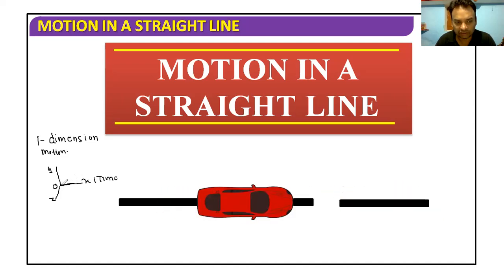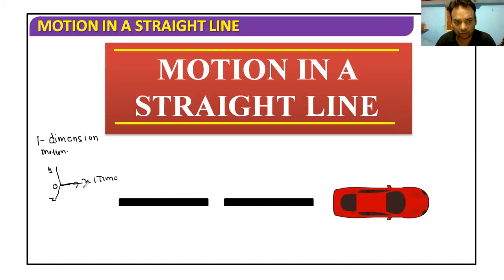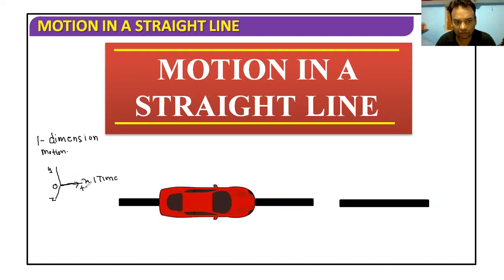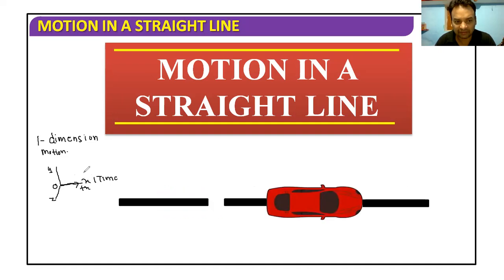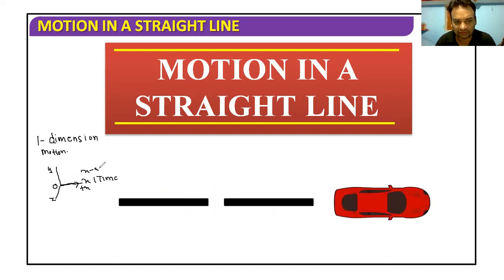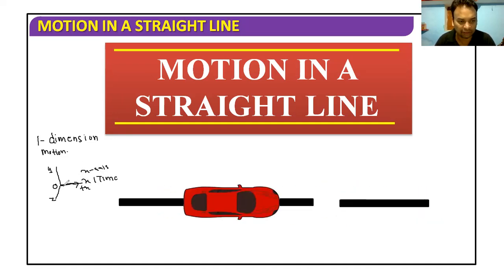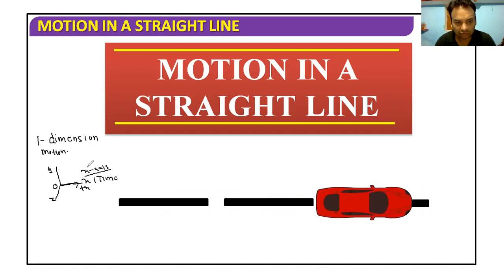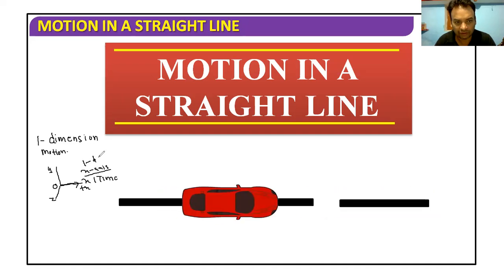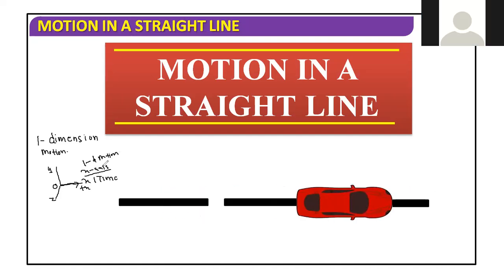Suppose the object starts from the origin and moves along the positive x-axis. That is the motion along the x-axis at one time. There is nothing happening along the y-axis or the z-axis. So it is purely motion along the x-axis, and it is called 1D motion. One-dimensional means it is along a particular axis.